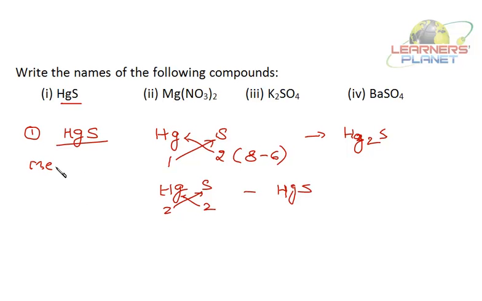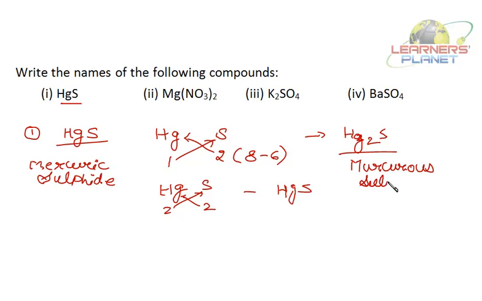It will be mercuric sulfide, right? Had it been Hg2S, the name of this compound is mercurous sulfide, right? Now second, the more important thing here is that the name of the more electronegative element ends with ide.